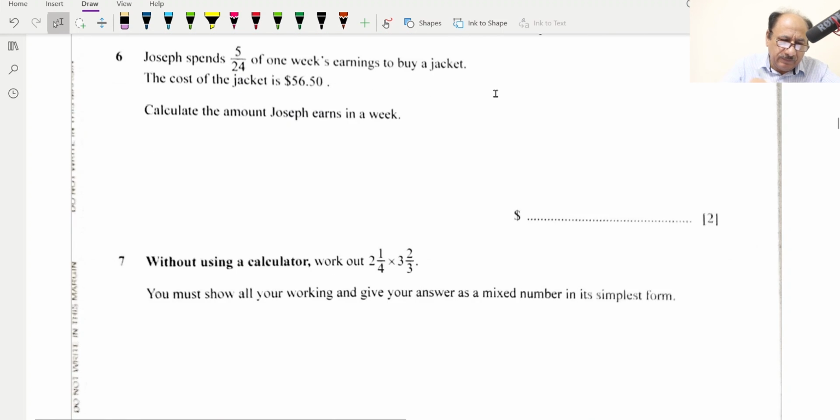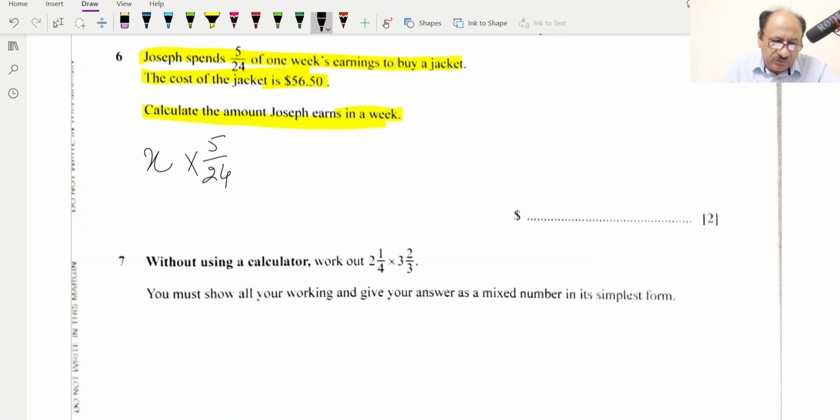Then question number 6. Joseph spends this much of 1 week's earning to buy a jacket. The cost of the jacket is $56.50. Calculate the amount Joseph earns in 1 week. So this is a reverse percentage question. He's spending 5 by 24 of X amount, which we have supposed that he is earning. So this will be equal to the given amount which he is spending, 56.50.